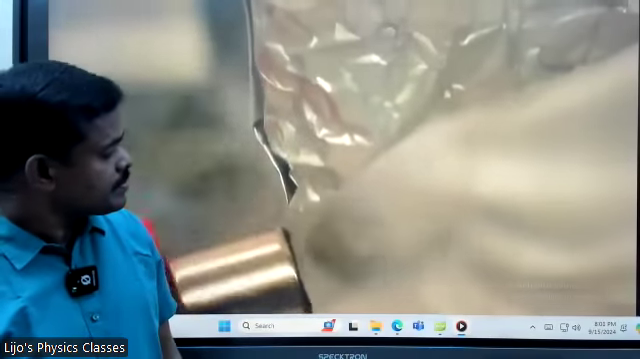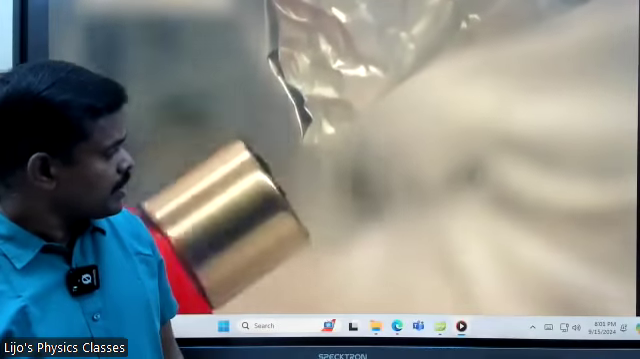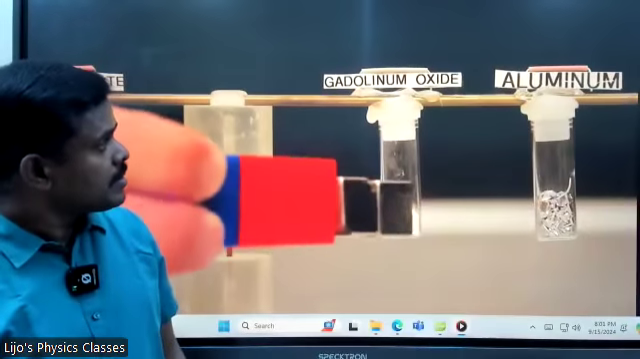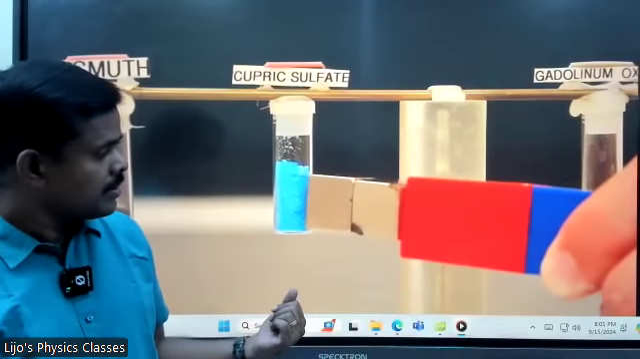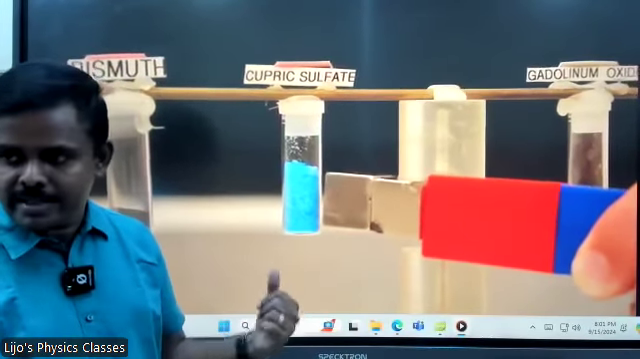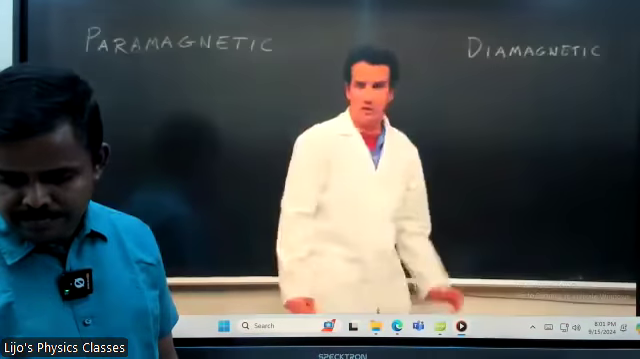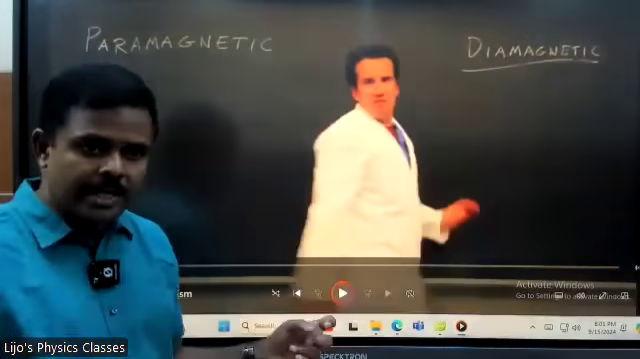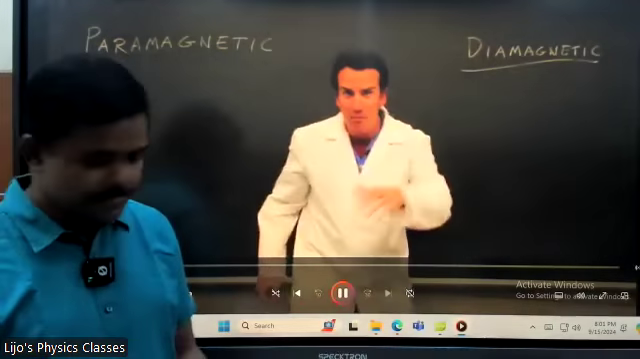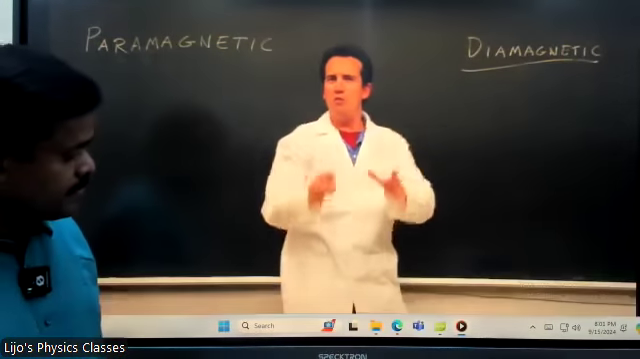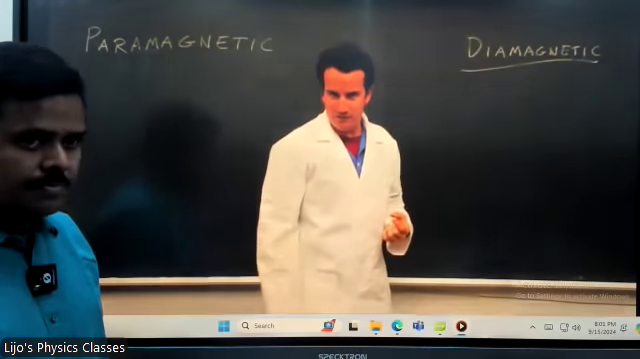Here, a few milliliters of liquid oxygen, which sticks to the magnet. I'll explain why. Look at that. Gadolinium oxide and cupric sulfate are good examples of paramagnetic materials. Again, paramagnetic, being attractive, right? Cupric sulfate is a salt that can be picked up by a magnet. You can pick it up using a magnet because they'll be attracted, right? Diamagnetic is exactly the opposite of paramagnetic. They are always repelled. They would rather die than be in a magnetic field.